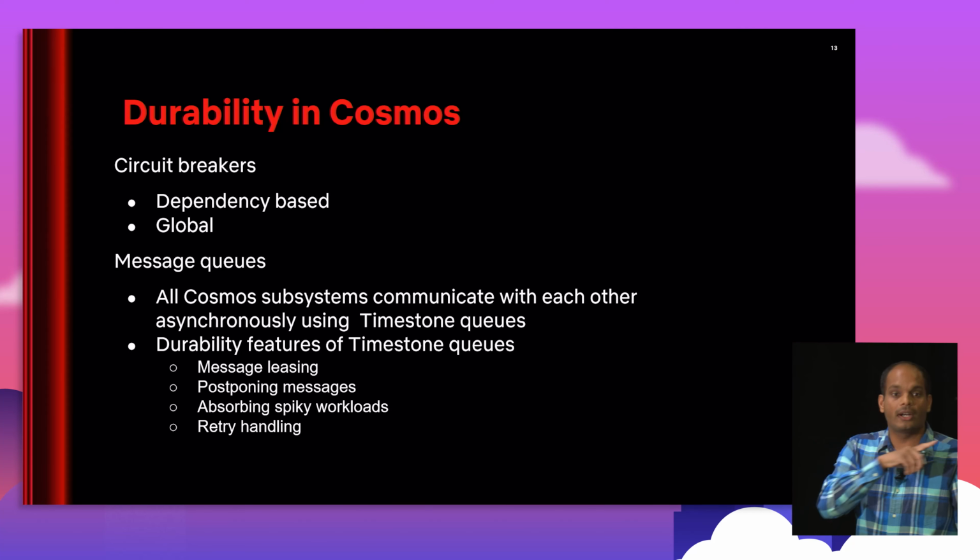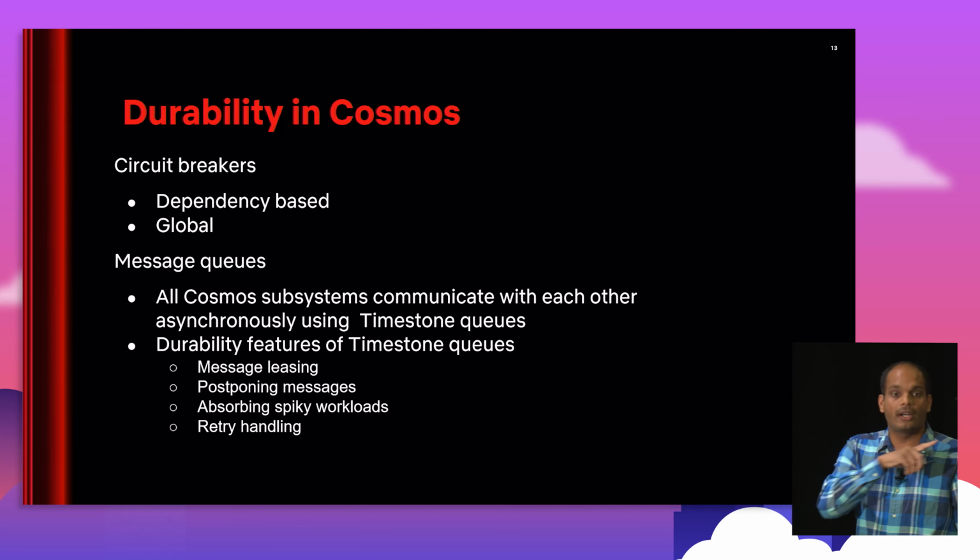Also, the Timestone queues provide affordances like message leasing, message retries, and absorbing large bursts, like holding millions of messages of backlog. And sharding, so that if there's one large message queue, it does not have a collateral impact and threaten the whole system. Those things are all baked into the messaging queue, which improves its durability.